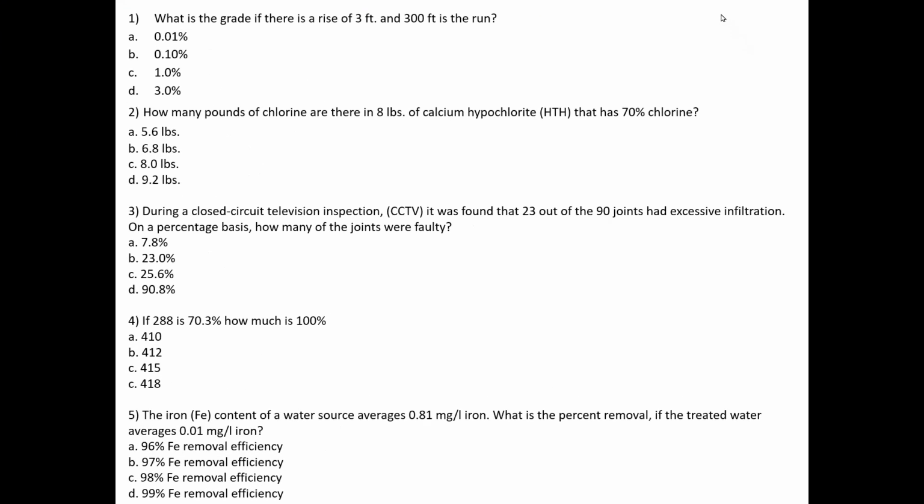All right, so I'm going to read it. And think of in minus out over in. Think about that. That's what this problem is. They just changed the terminology. That's all. So the iron, ferrous, content of a water source averages 0.81 milligrams per liter of iron. What is the percent removal? There you go, in minus out over in. The treated water averages 0.01 milligrams per liter of iron.